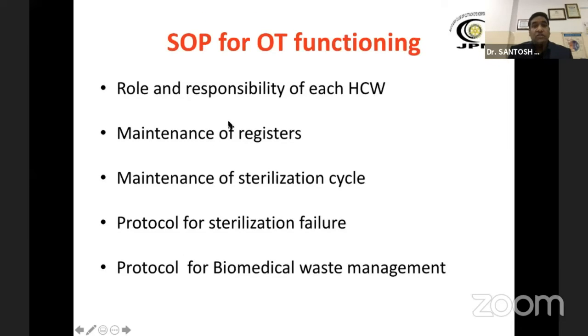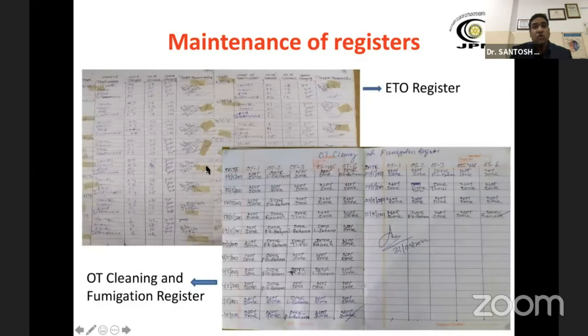So all OTs should have an SOP for everything: role and responsibility of each health care worker, maintenance of registers, maintenance of the sterilization cycle, protocol for sterilization failure if it happens anytime, and protocol for biomedical waste management. I'll just show a photograph of two of my OT registers.